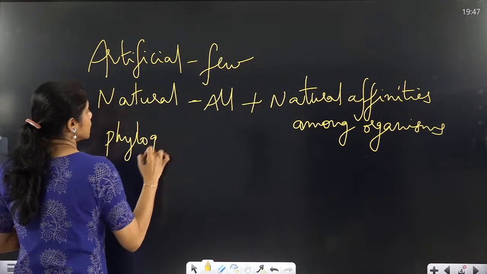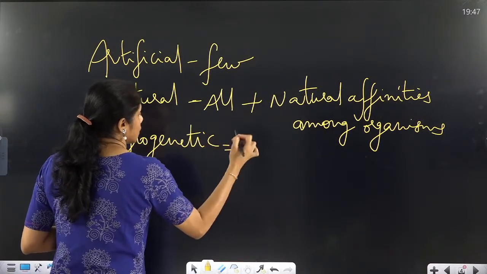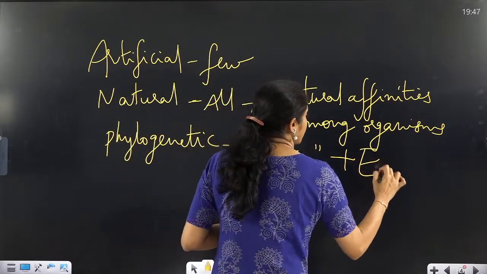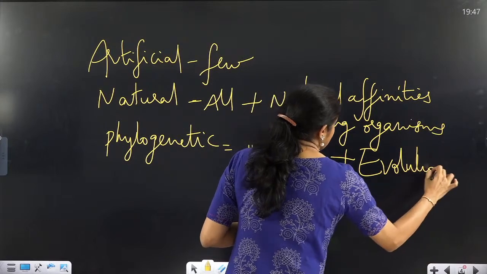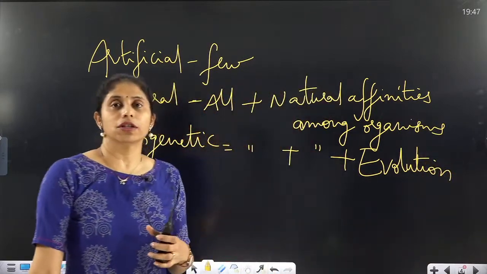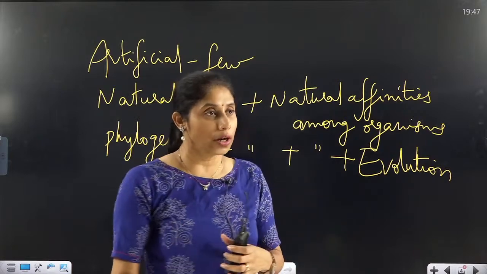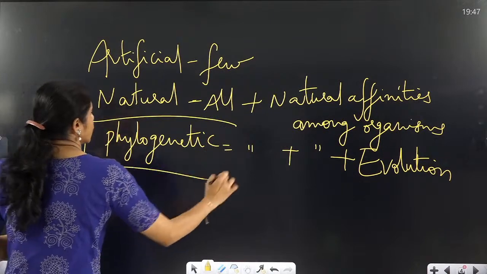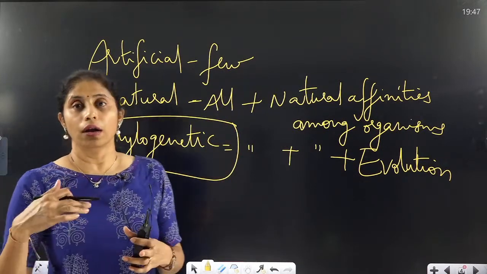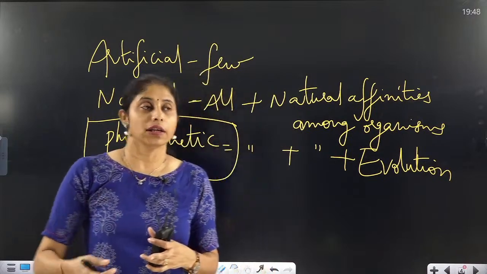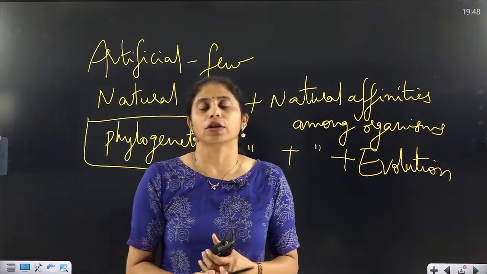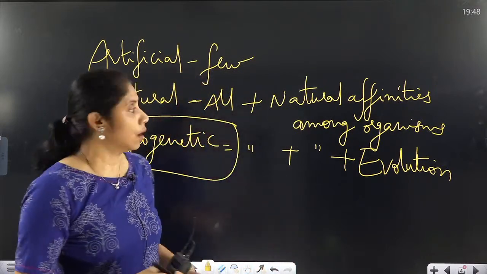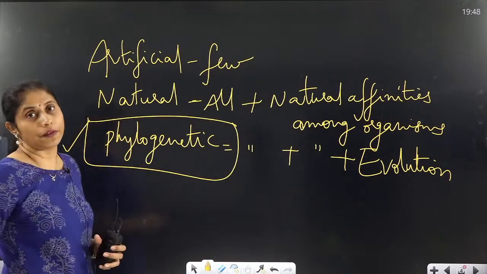Next one, the phylogenetic system of classification. In this, all are considered, natural affinities are also considered, plus the evolution point is also considered. So which is advanced among these three? Is artificial advanced, or natural advanced, or phylogenetic advanced? Definitely the advanced one is phylogenetic, because it considered all observable characters, natural affinities, evolution, and all other branches of biology are also considered in this. So definitely the useful one which we follow today is the phylogenetic system of classification.